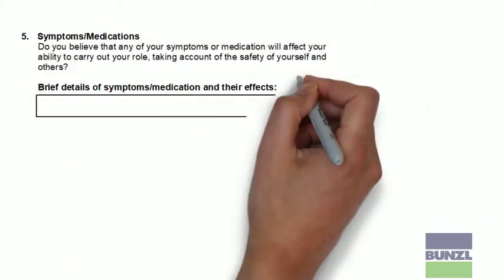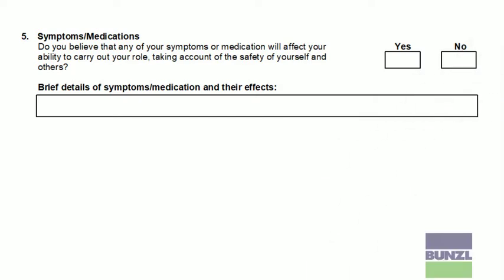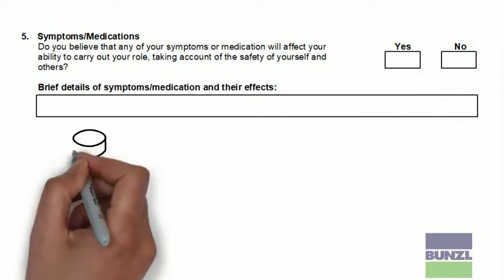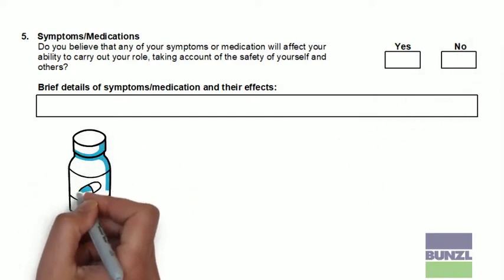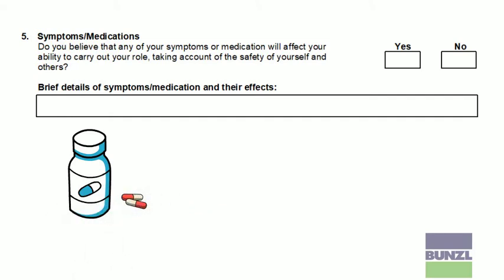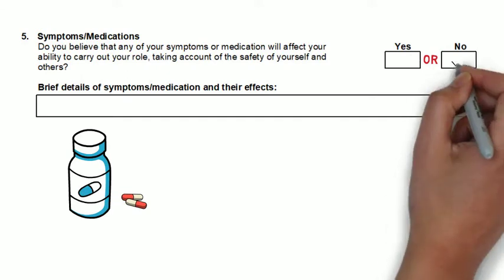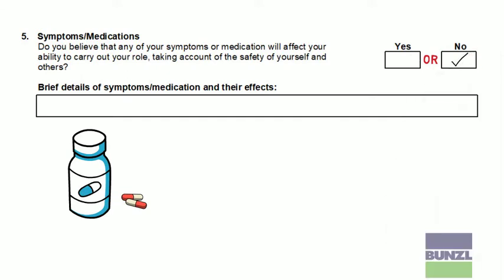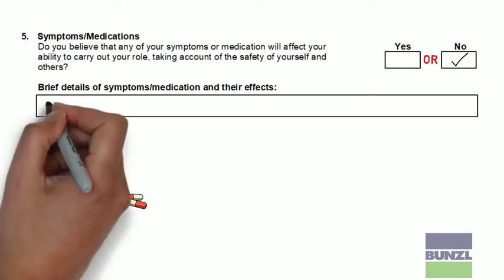Section 5. Symptoms and medications. Do you believe that any of your symptoms or medication will affect your ability to carry out your role, taking account of the safety of yourself and others? Discuss this with the employee before agreeing on whether this is a yes or a no. Brief details of symptoms/medication and their effects.